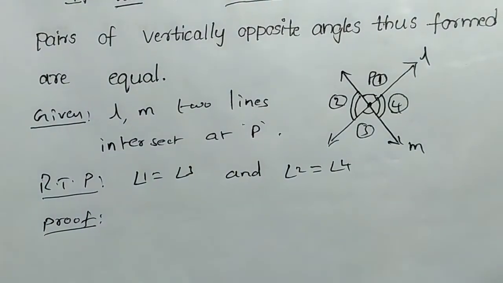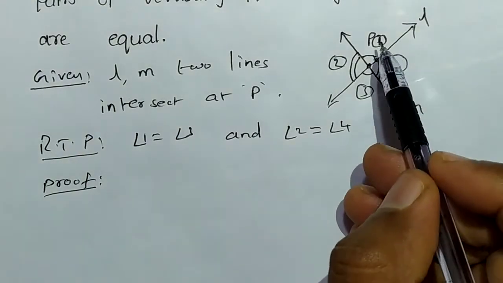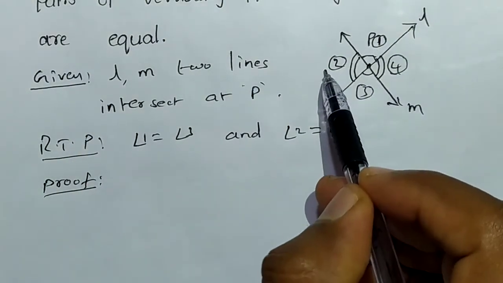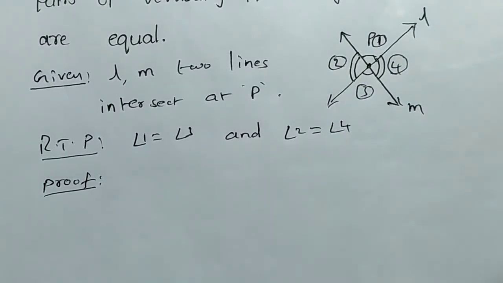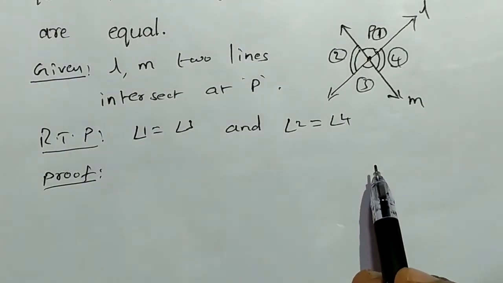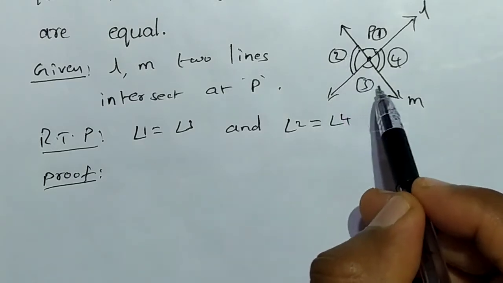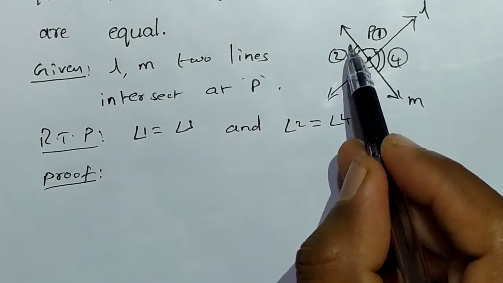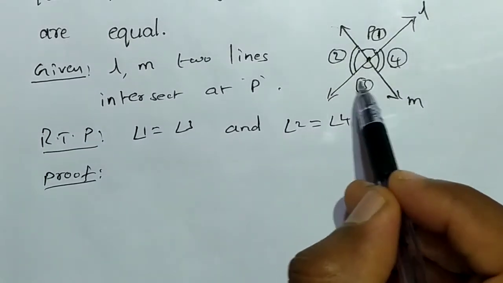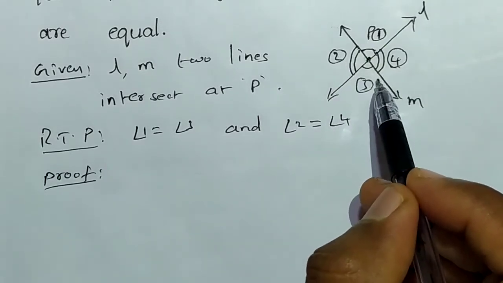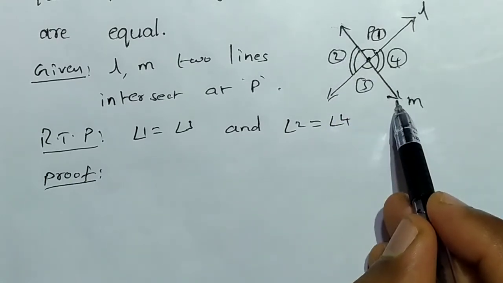Yes, this is a very important part. Proof. Observe carefully. Here we have to prove angle 1 equal to angle 3 and angle 2 equal to angle 4. These are pairs of vertically opposite angles, right? First of all, before going to prove, observe carefully. Angle 3, angle 2. These two angles form a straight line. So these two angles are called linear angles, or linear pair. Why? Because these two angles form a straight line, right?